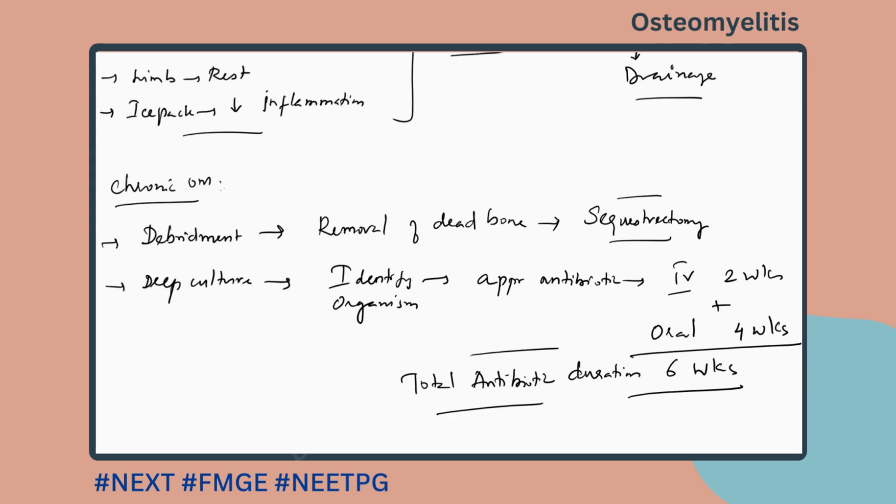Okay, clear? So how do you treat chronic osteomyelitis? It requires surgery. There is no way around it. You have to remove the dead bone. The dead bone is called a sequestrum. So you remove the sequestrum, that is called a sequestrectomy. And then you have to take deep cultures. Okay, so these are the important management steps for chronic osteomyelitis.